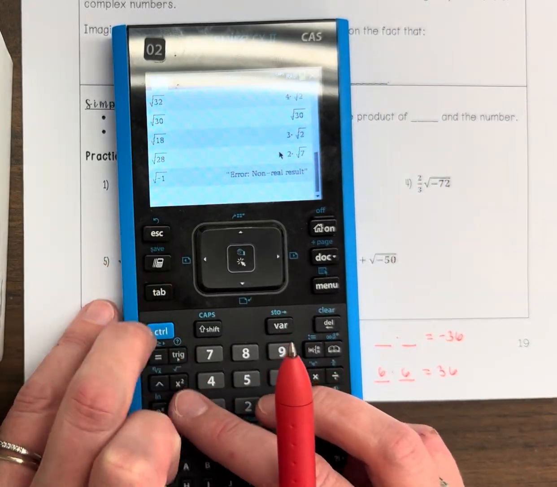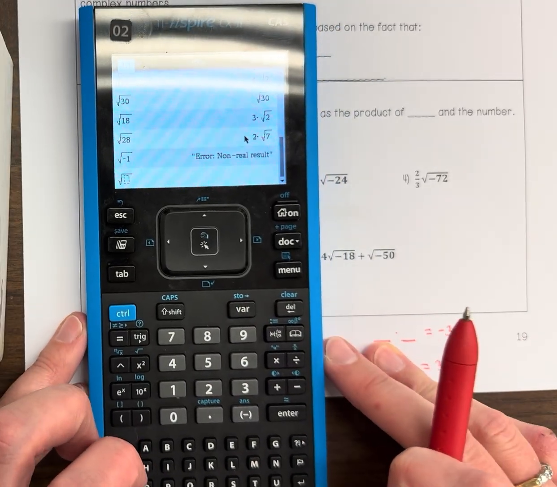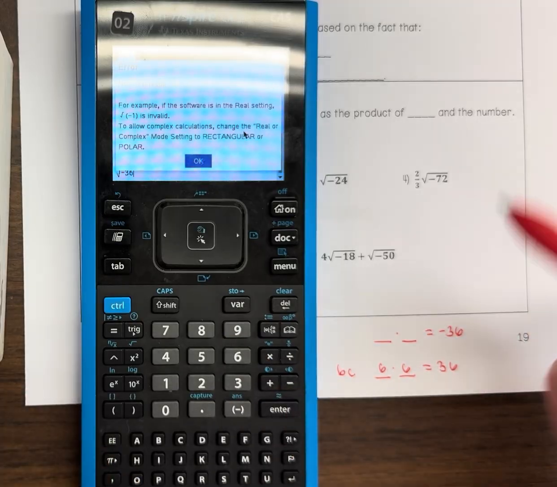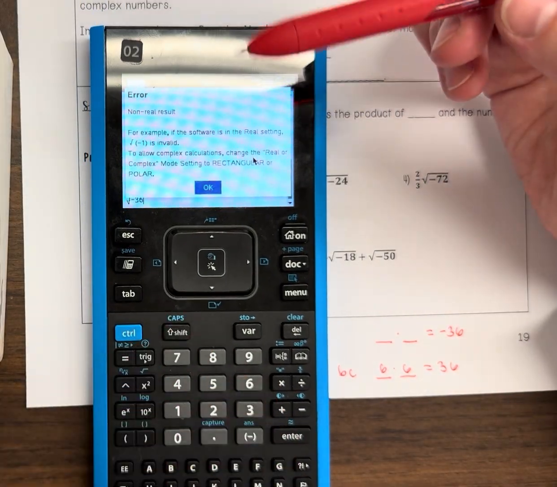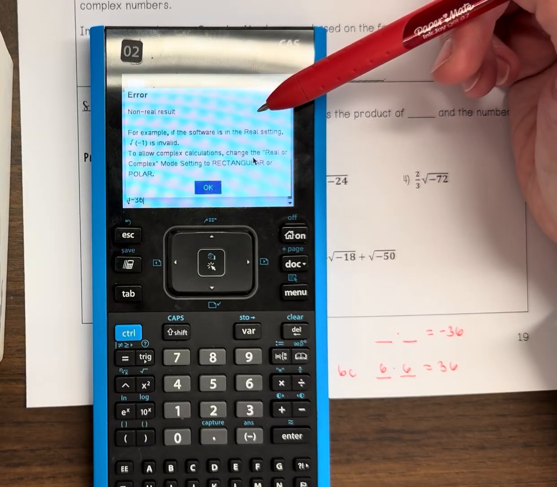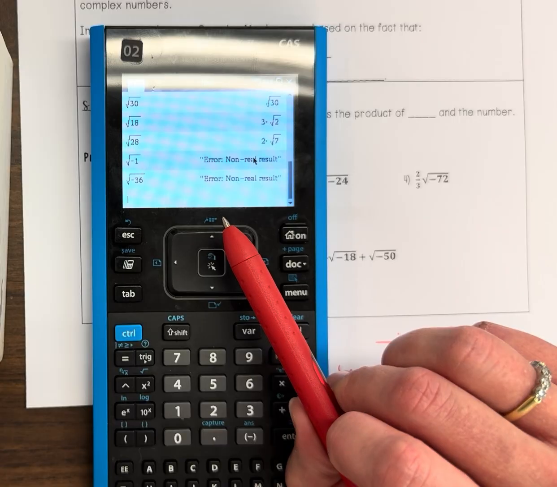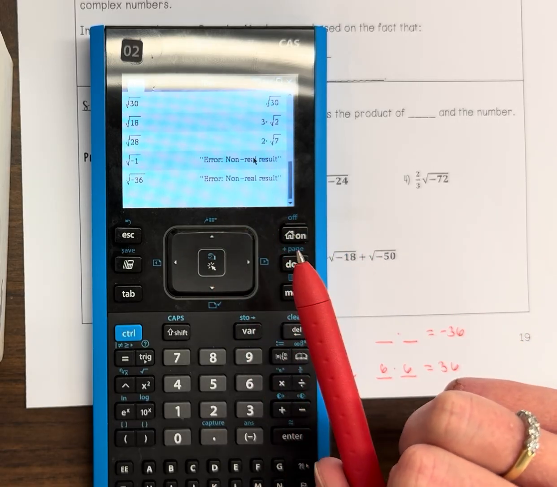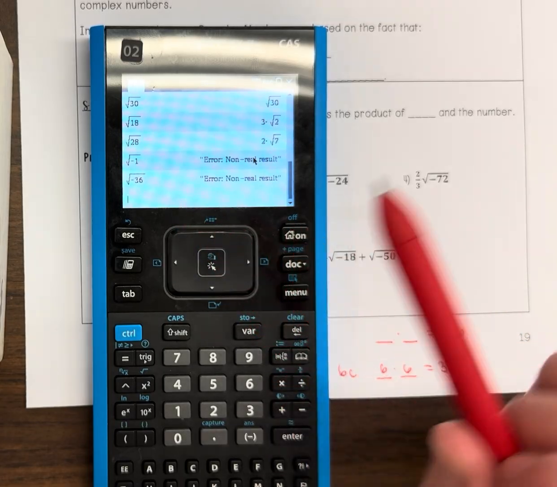So if I do control square and I type in negative 36, my calculator gives me an error and it says non-real result. Non-real result means that there's no answer in this mode. So we actually have to put our calculator in a different mode to be able to have it evaluate this.